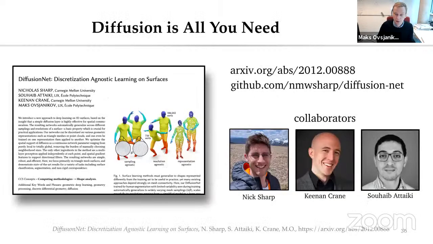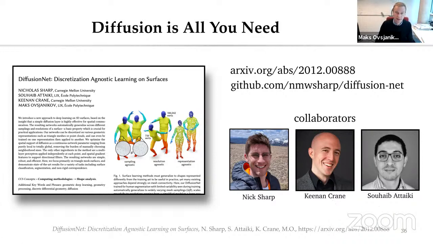For the rest of the talk, I'll mostly be talking about works that are either non-published or very recent. This is a work that I particularly got excited about, and it's still not published, but it's on arXiv. At first we called it "Diffusion is all you need," and it became a little bit more down to earth. It's called DiffusionNet, discretization agnostic learning on surfaces. This is work with Nick Sharp, Keenan Crane, and Souhaib Attaiki.